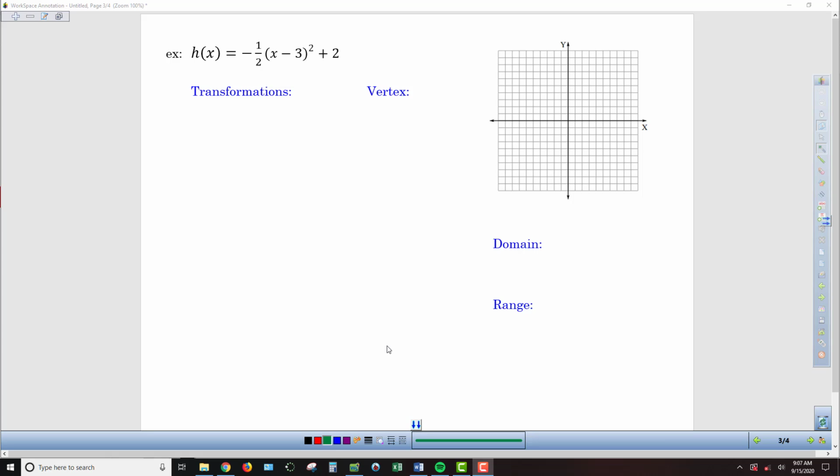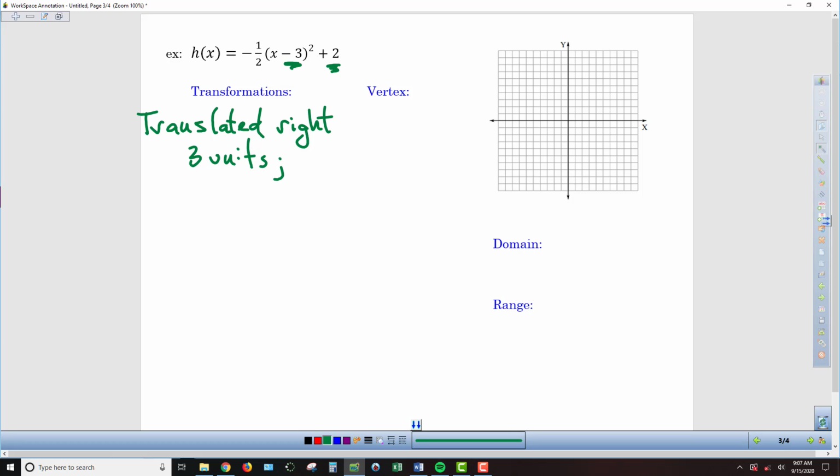Continuing our study of vertex form of parabolas. We've got an example that has a little bit of everything in it. So I'm going to start off with, again, the traditional transformations, the translations I should say. Our graph is going to be translated to the right 3 units. Remember, it's the opposite of the positive and negative sign that we see inside the parentheses for that horizontal movement. So we're going to be translated right 3 units.